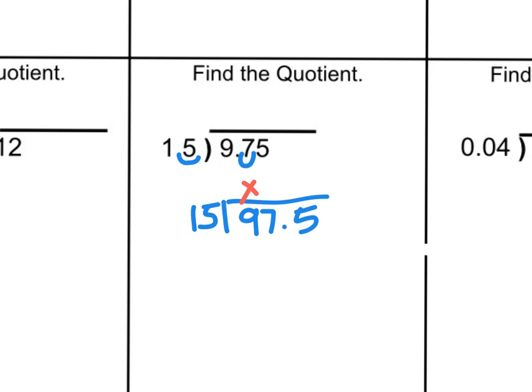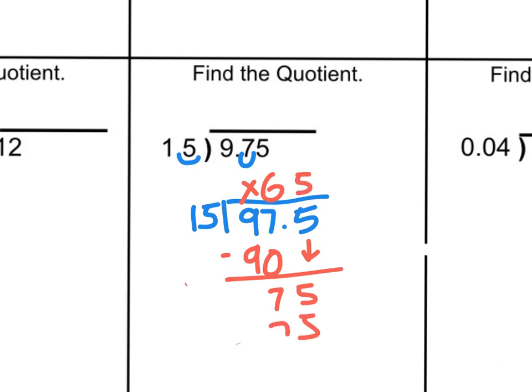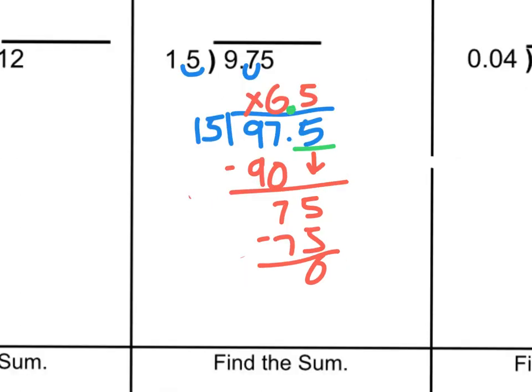Let's go ahead and try 6 up top. That will make it into 90. When we subtract it, we'll get 7. We'll bring down the 5 to make it 75. 15 goes into it 5 times perfectly. So then we have one number behind the decimal, so we'll do the same thing. Our answer is 6 and 5 tenths. Or you can say 6.5.